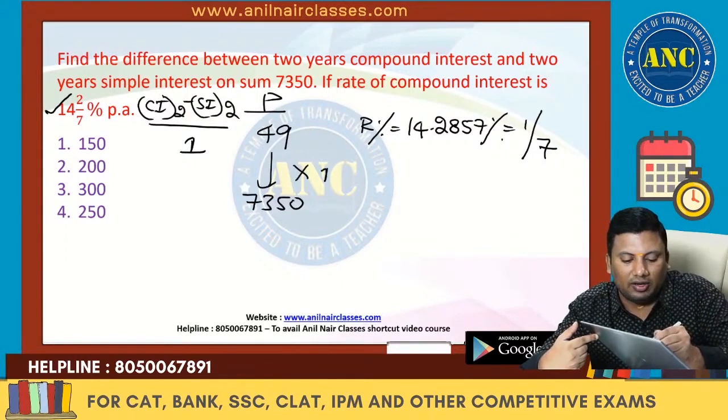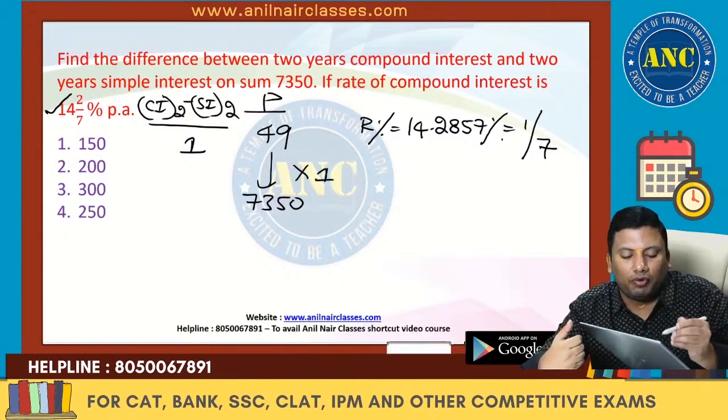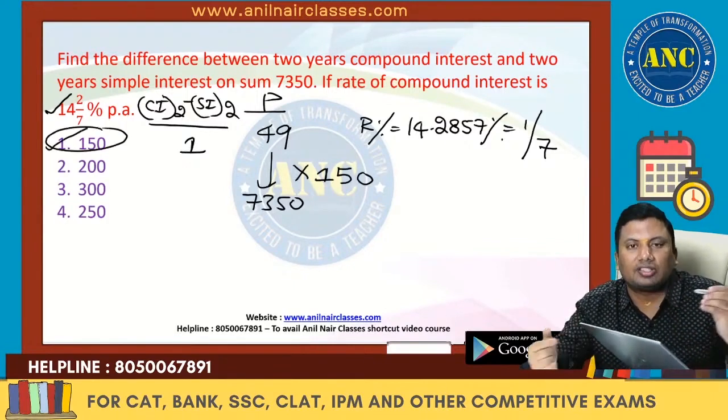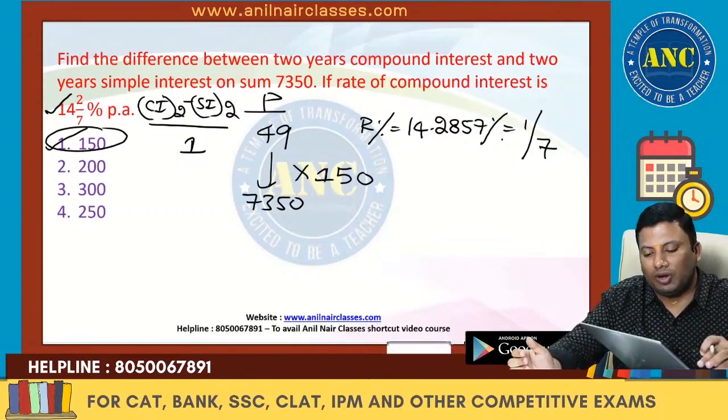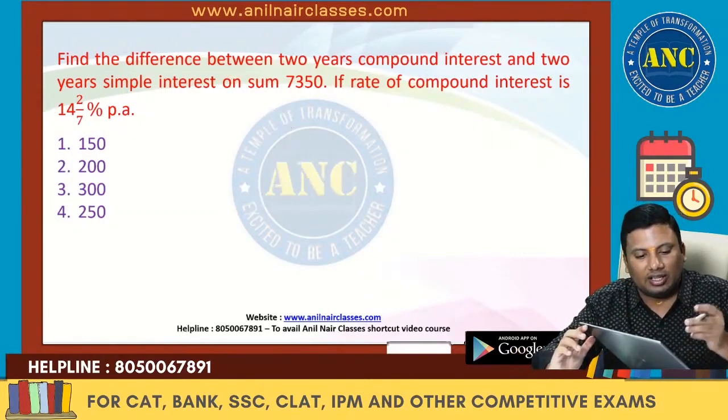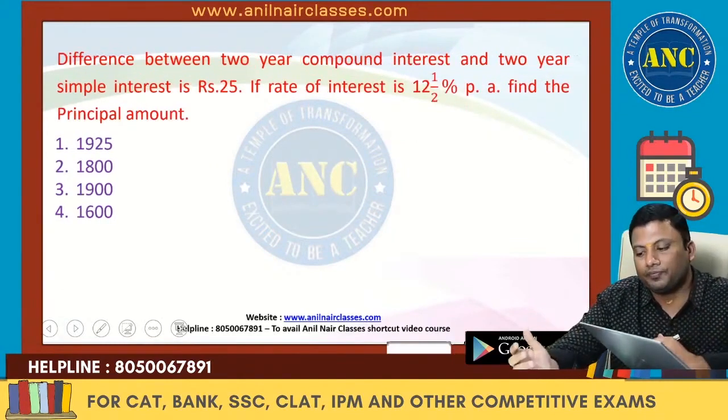So 49 ones are 49. 245, 150. 1 into 150. Answer for the next question is 150. Just by looking at the question itself, you are getting the answer. This is nothing but 150.